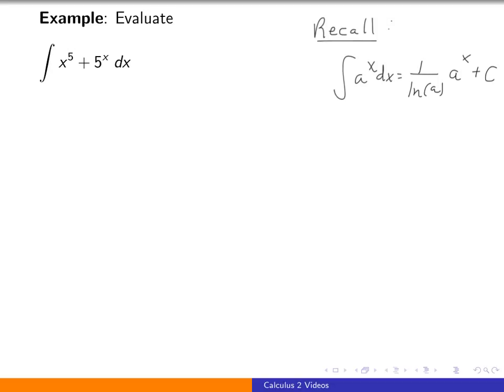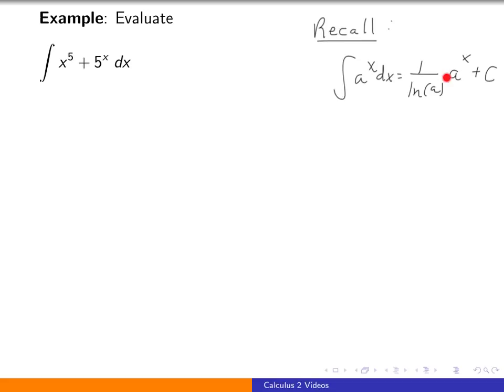In this video, we will investigate several antiderivatives involving general exponentials. As a reminder, we've previously generated the formula that the antiderivative of a to the x is 1 over ln of a, times a to the x, plus c. Now, note one can always check that this formula is true.